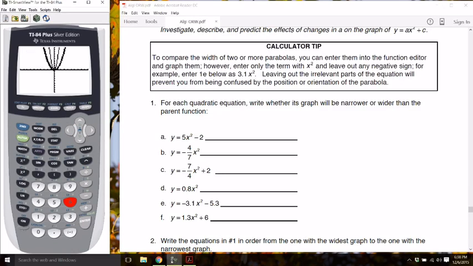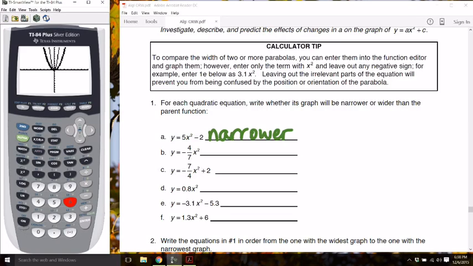So I hit zoom 6, and it took me back to the normal window. The bold line is my parent function x squared. The skinny line is 5x squared, or the thinner line, and it actually is a narrower graph. So for this problem, it was asking us to write whether the graph is narrower or wider than the parent function. So A, the answer is narrower.